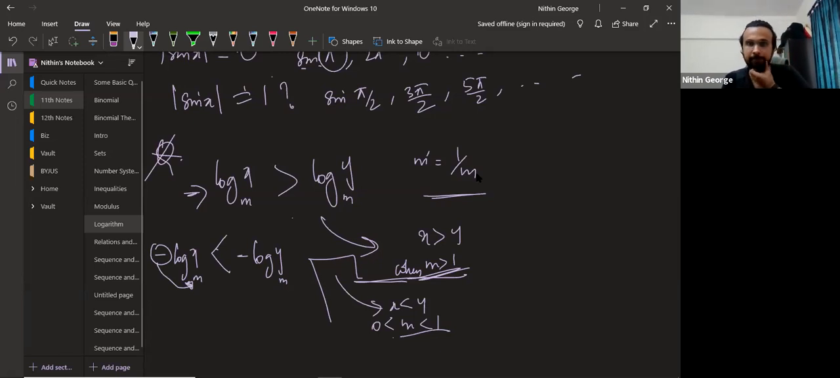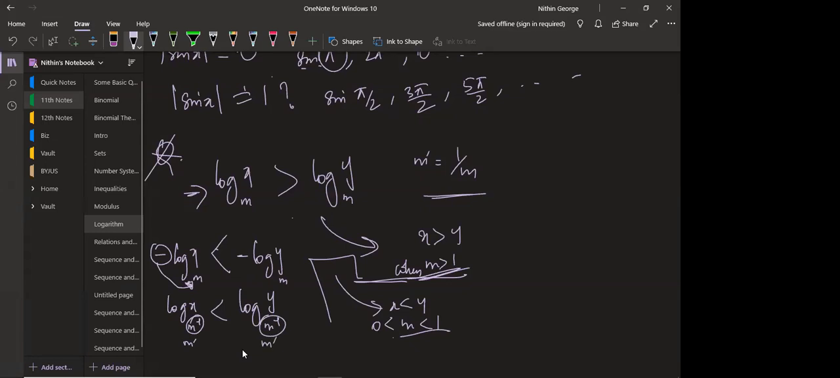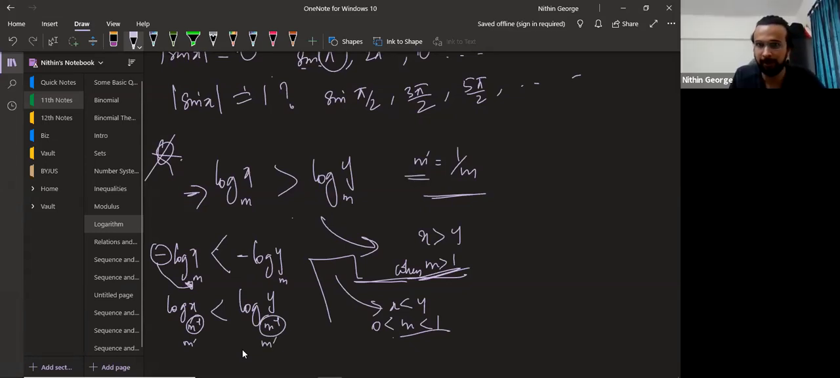Guys, do you have any doubts here? No, sir. All right. So then it becomes log x base m power -1 is less than log y base m power -1. What is this m power -1? It's m dash, 1 by m, which is nothing but m dash. So here you can see the sign changing. Here we already know that if m is greater than 1, log x will be greater than log y. If m is between 0 and 1, what happens? Log x will be lesser than log y.